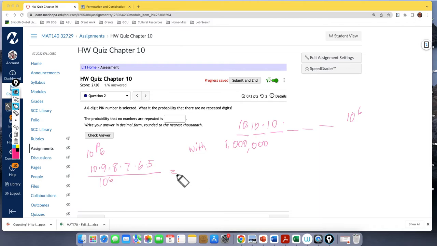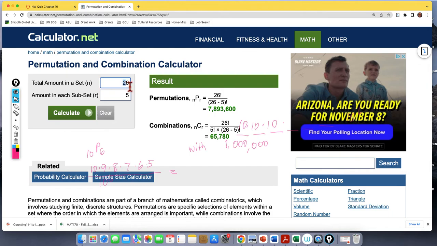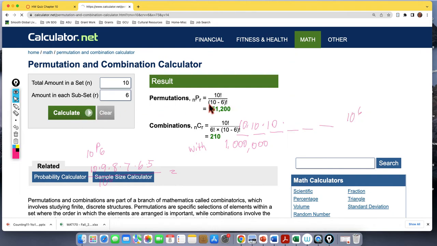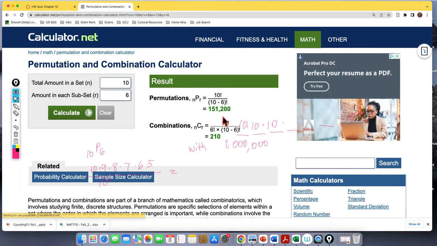Right? So did anyone calculate 10 permutate 6? 10. We're going to choose 6 of them. We're going to do a permutation. It's 151,200. Put that here. 151,200. Right, that's the number. And the total with repeating or not repeating is 1,000,000. So we divide those two.